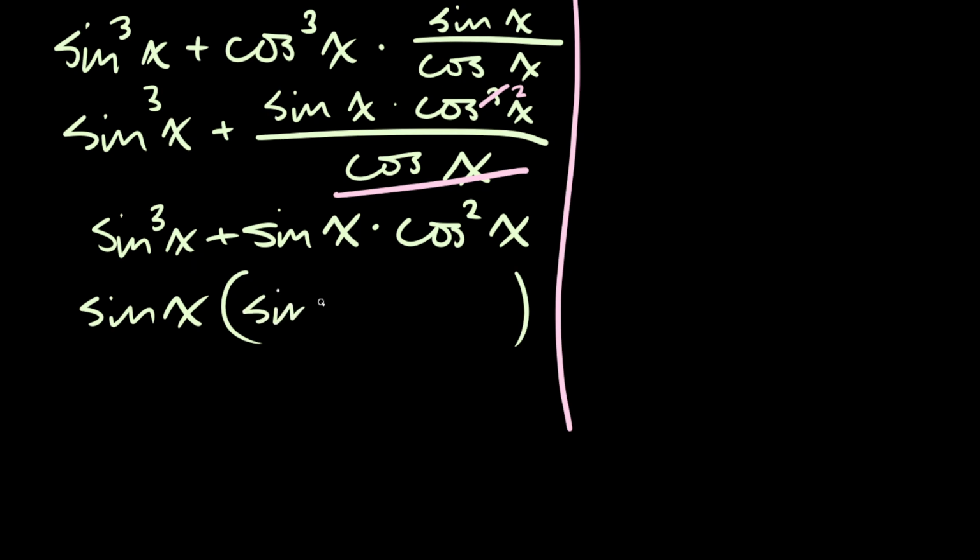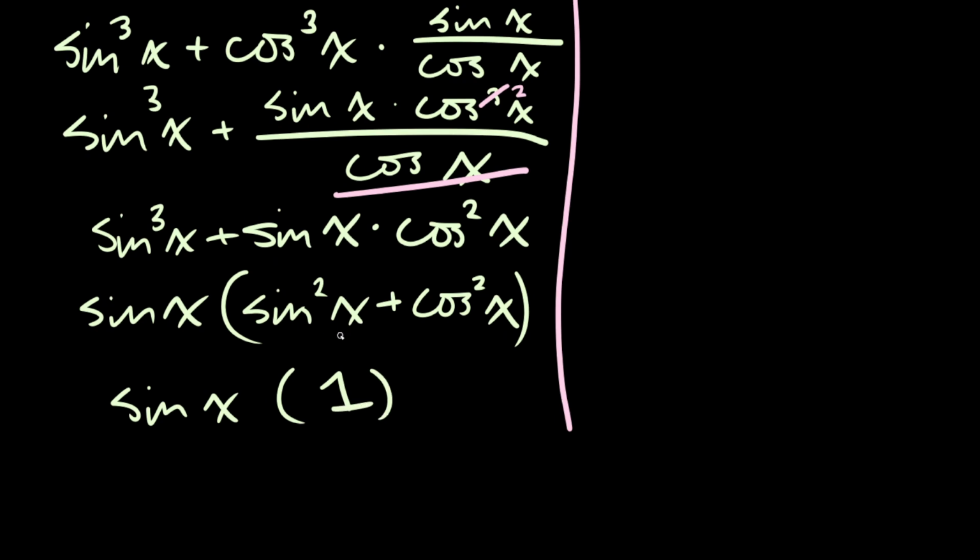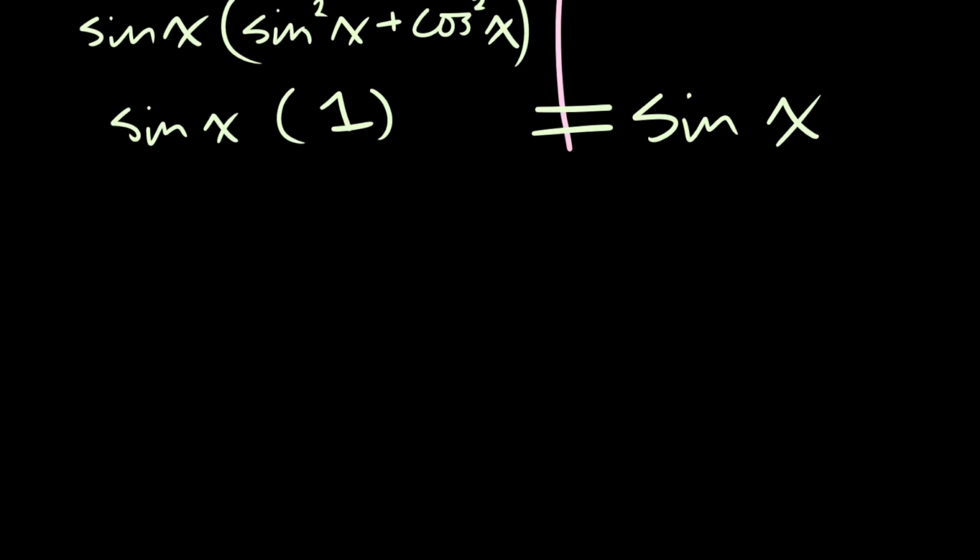So you'll get sine squared x plus this entire term divided by sine x, which will be cosine squared x. And if you remember your identities, which you will have access to in your formula booklet, this will become sine x times 1, since sine squared anything plus cosine squared anything must equal 1, according to the Pythagorean identity. And now, this is equal to sine x, since sine x times 1 is obviously sine x.